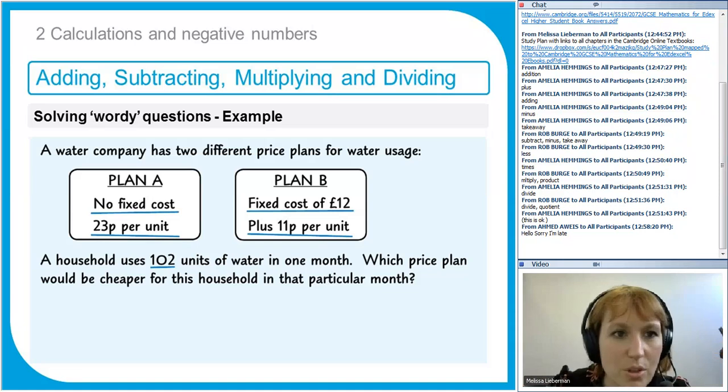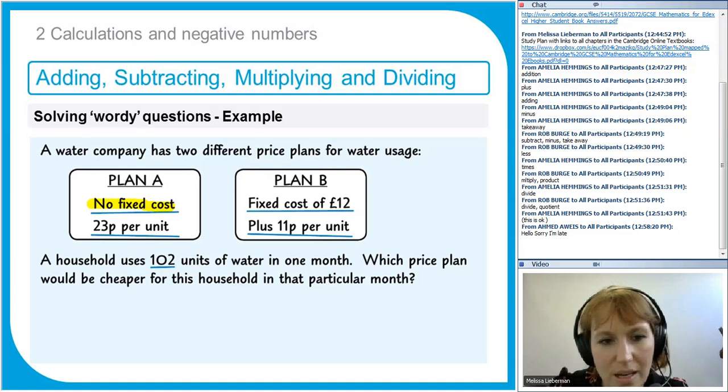Now, the first thing we would do is highlight the key information. It's already underlined. So first of all, Plan A, I'm just going to put my big fat highlighter tool: no fixed cost. So no fixed cost, and then 23p a unit. And they use 102 units.